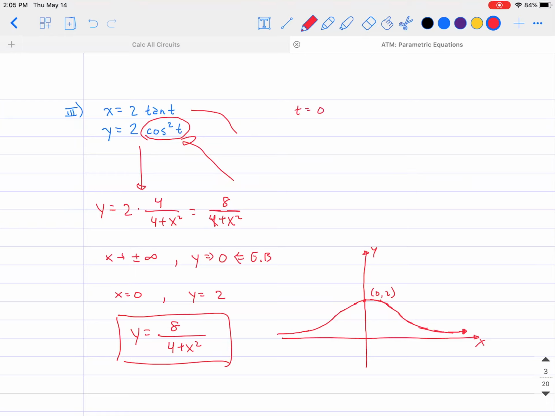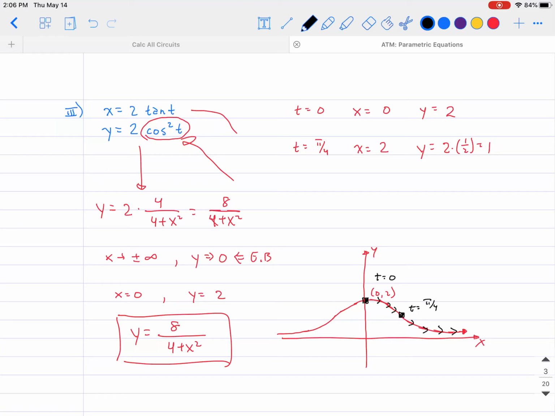Let's see. When t is equal to 0, we get x is equal to 0 and y is equal to 2. So that is telling me that we're starting at the top of the bell curve, which is over here. T is equal to 0. Next, we'll plug in t is equal to pi over 4. So we get now x is equal to 2, and y is equal to 2 multiplied by 1/2, which is equal to 1. So that point is going to be somewhere over here. So now that gives me an idea as to what the curve is doing. It's going towards the right this way.